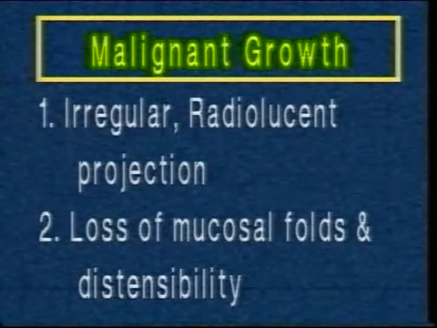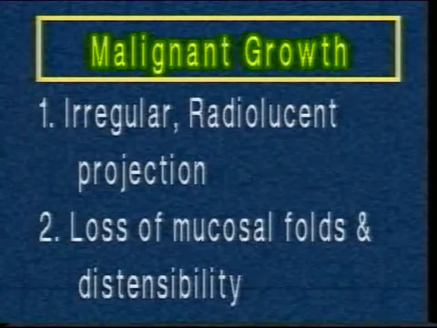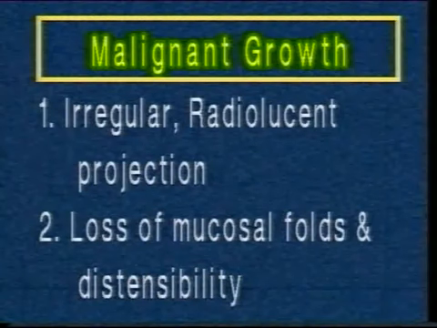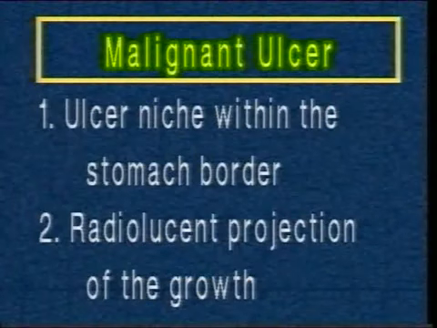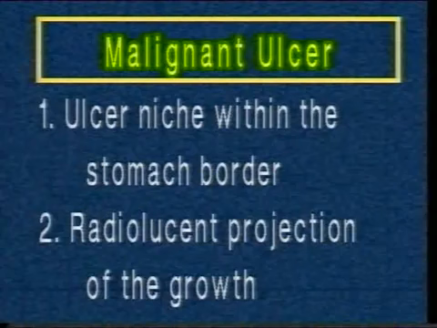So the radiological features of a malignant growth in the stomach are a radiolucent projection of the growth casting a negative shadow in the barium-filled stomach, loss of mucosal folds and loss of distensibility. And the features of a malignant ulcer are an ulcer nick which lies within the projected line of the stomach border, and the radiolucent projection of the growth into the barium-filled lumen.